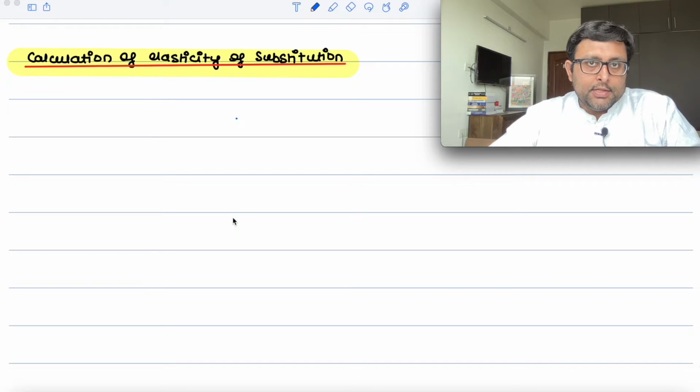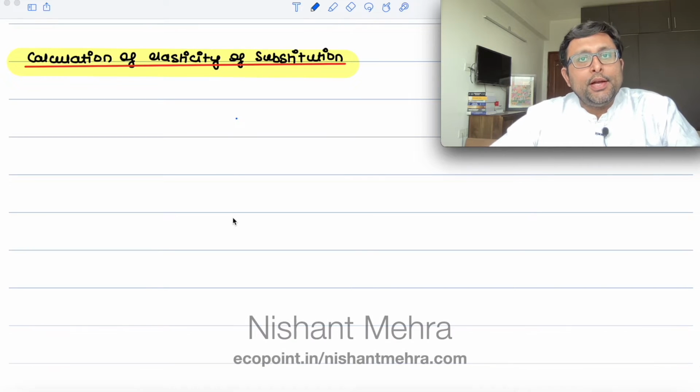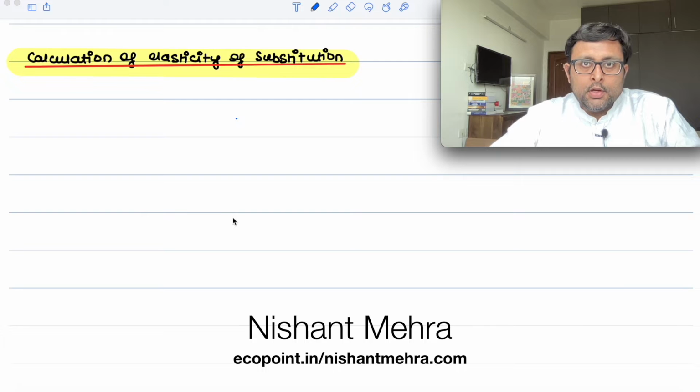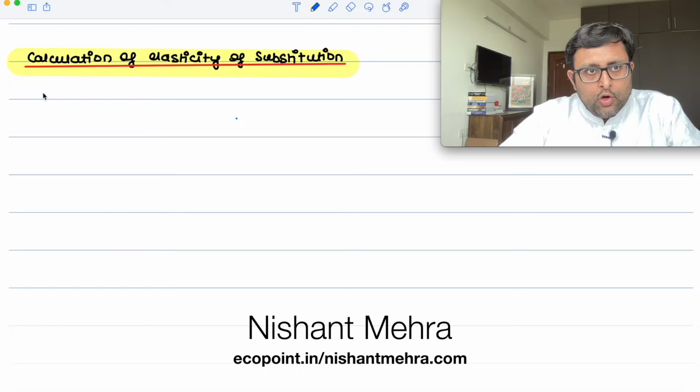Calculation of elasticity of substitution. So we'll look at three kinds of production function: Cobb-Douglas, perfect complements, and perfect substitutes. And we'll try to find out the elasticity of substitution for each of them. So let us start with this Cobb-Douglas.